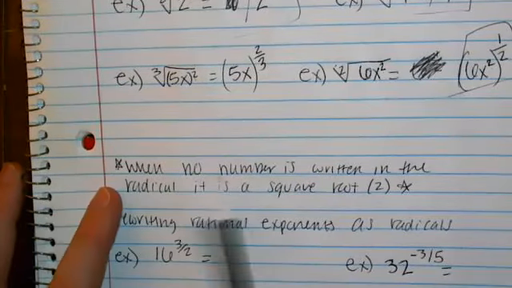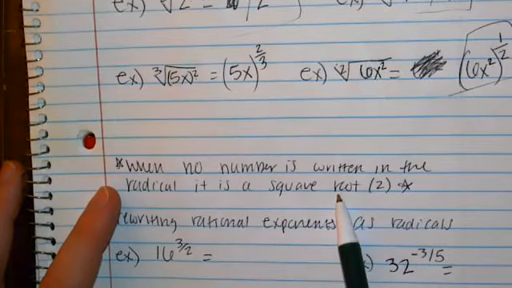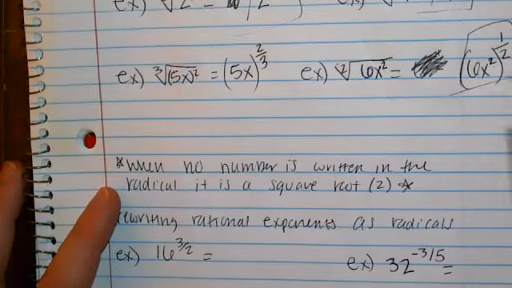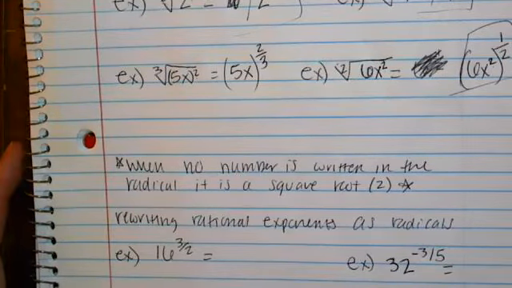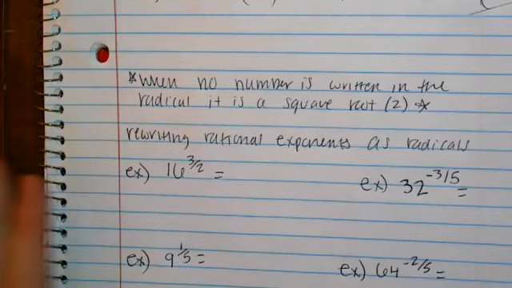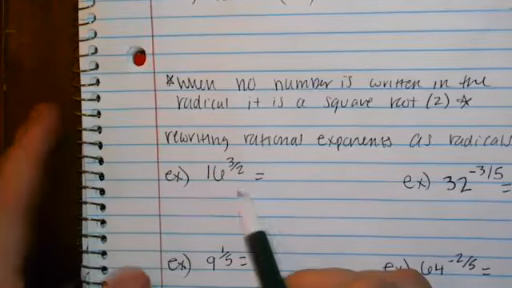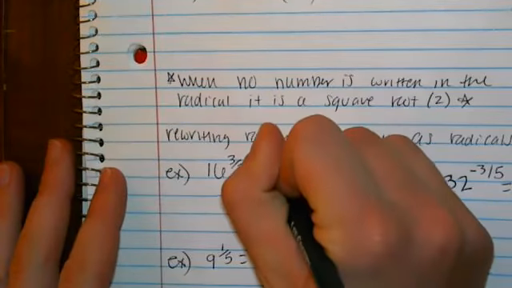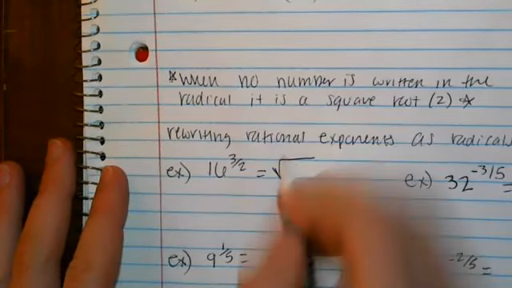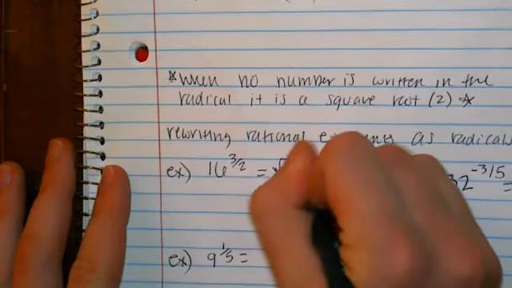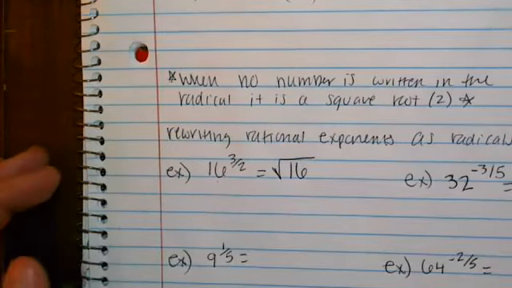Remember those parentheses. All right, so again, just a little note down here. When no number is written in the radical, it is a square root, meaning that the denominator of this rational exponent would be 2. So now let's rewrite rational exponents as radicals. We're going to go backwards. This time we're starting out with a rational exponent and getting it into a root. So I'm going to go ahead and write a radical bar. The inside is going to be 16. We know that because that's what's being taken in that rational exponent.